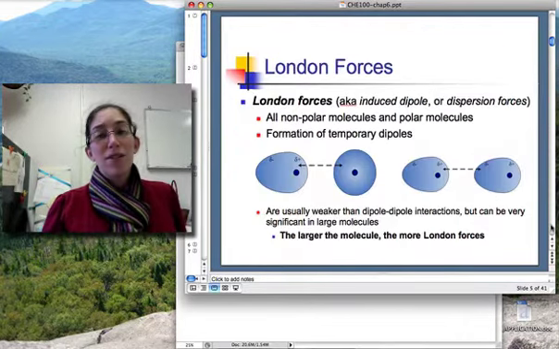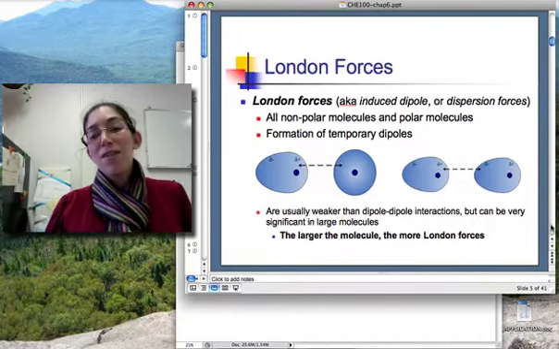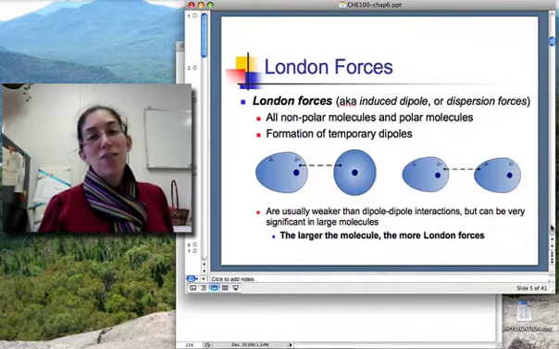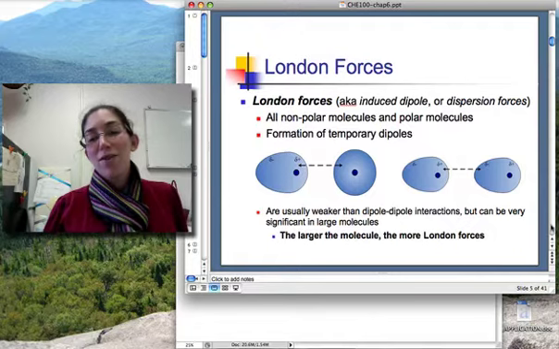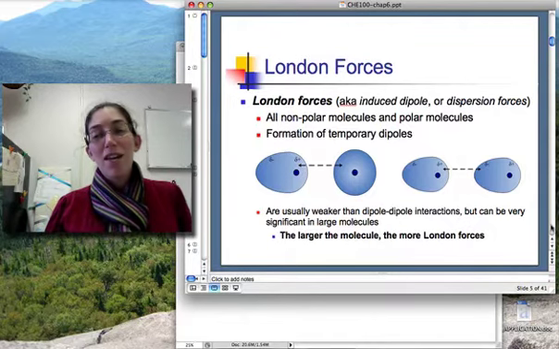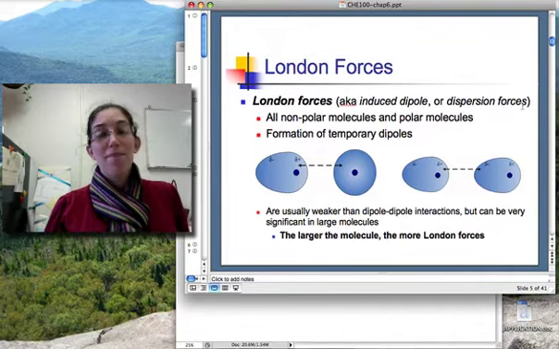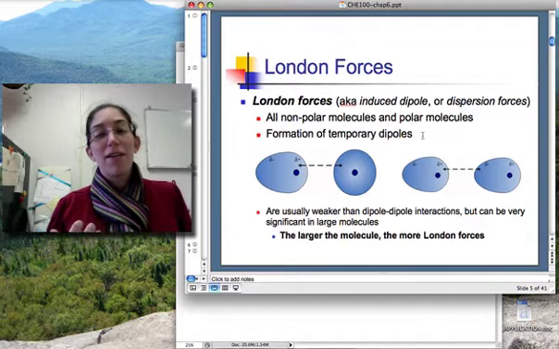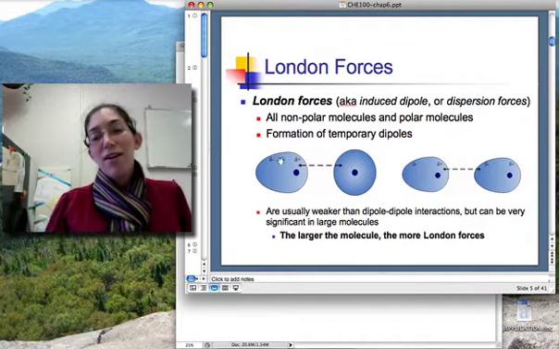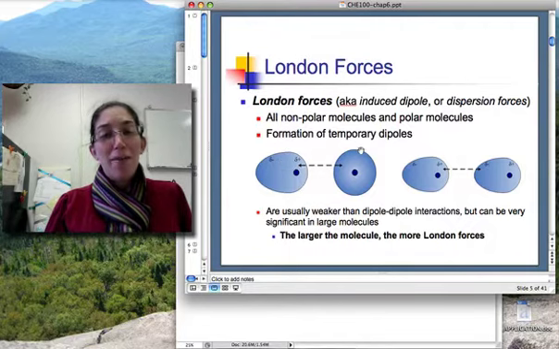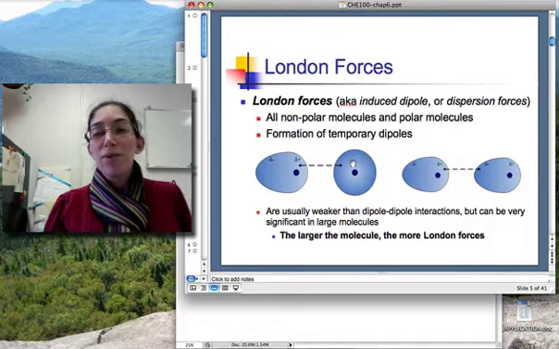So London forces. What are London forces? London forces are kind of interesting, a little bit abstract. Another term for London forces is induced dipole or dispersion forces. The reason is induced dipole probably says it best what it is. So this is a diagram of an atom. The blue dot is the nucleus, and the larger blue circle is the electron cloud around the nucleus.